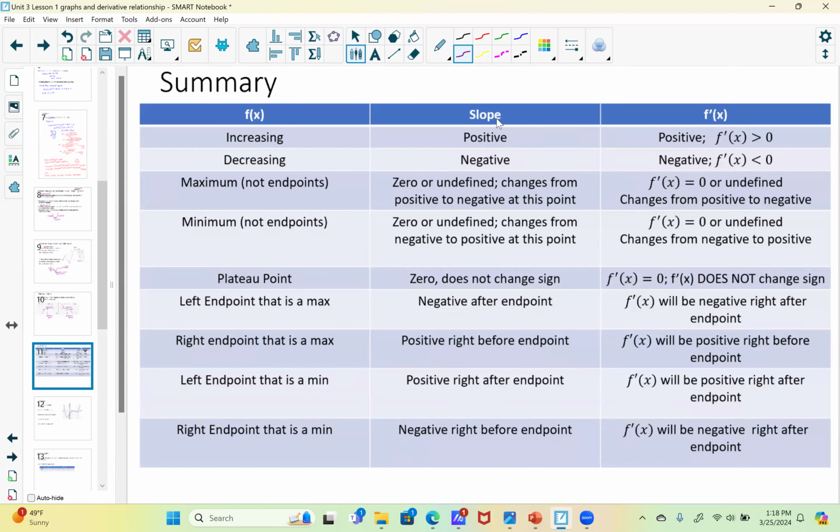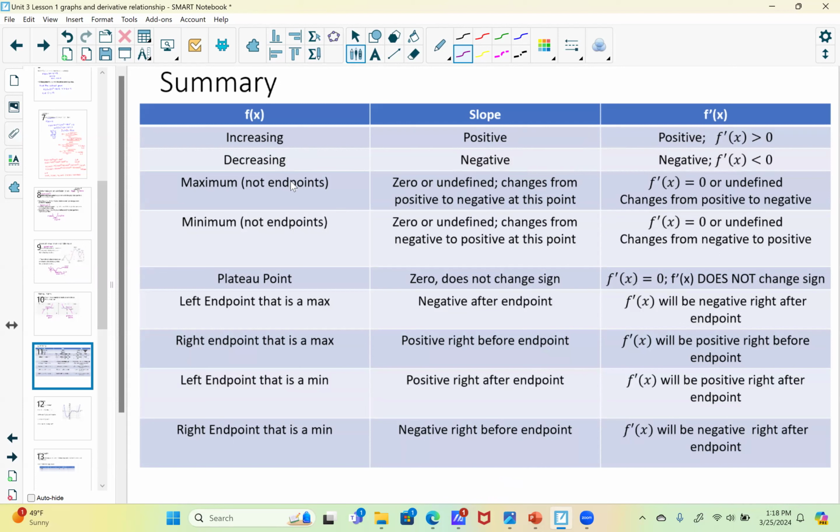Anytime my function is increasing, the slope is positive. Remember, slope is the derivative, so the derivative is positive, or f prime of x is greater than 0. If my function is decreasing, my slope is negative, and so f prime of x is negative, or we can write it as f prime of x is less than 0.